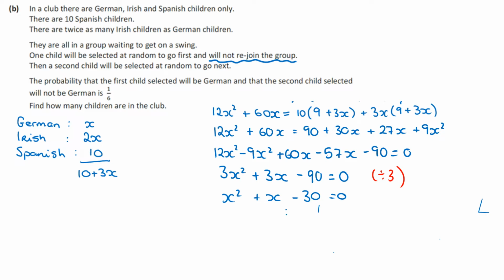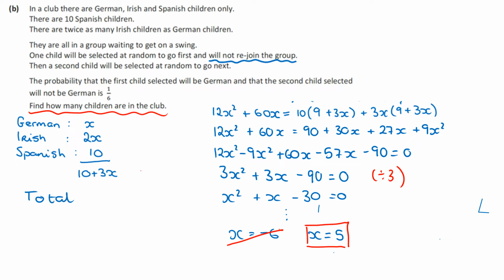Factorising this, we get x equals minus 6 or x equals 5. Now there's only one valid answer, because x represents the number of children, it can't be negative. So our answer is x equals 5. Now be careful, they did ask us in the question how many children are in the club. So we said the total number of children was 10 plus 3x. So now that we've worked out x, the total is 10 plus 3 times 5, which is 15, which is 25 children.